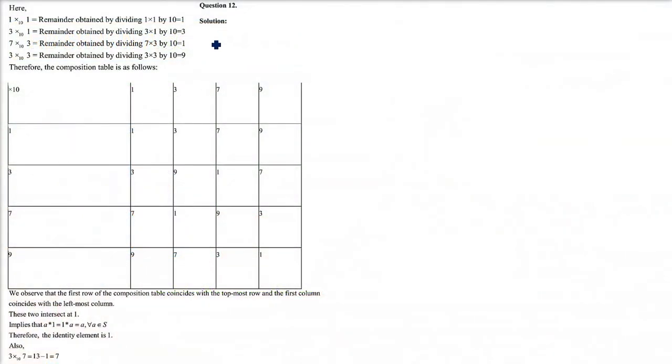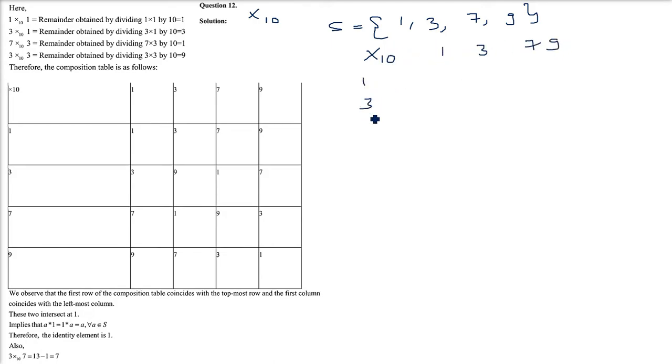Question number 12. For the binary operation multiplication modulo 10, x10, defined on the set S equal to {1, 3, 7, 9}, write the inverse of 3. We know how to make the table now. Just write 1 3 7 9 here and 1 3 7 9 here, and I'll tell you one of the values: 7 and 3, how to fill it.